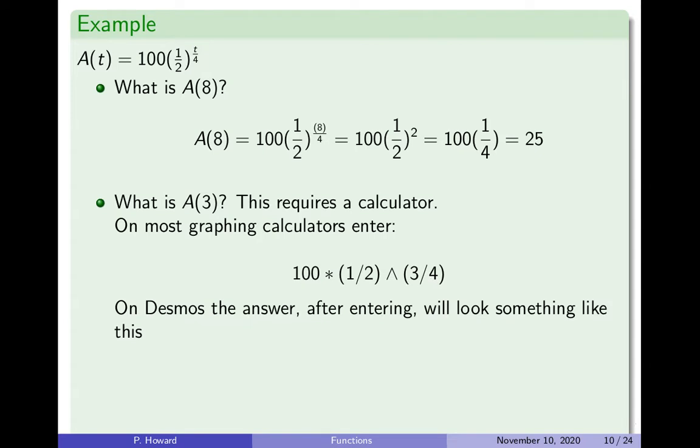On Desmos, you would enter this: 100 times 1/2 raised to the power 3/4. This is what it would look like on the Desmos screen. And either way, the final answer should be 59.46. I rounded off to the nearest 1/100th, 2 places to the right of the decimal.